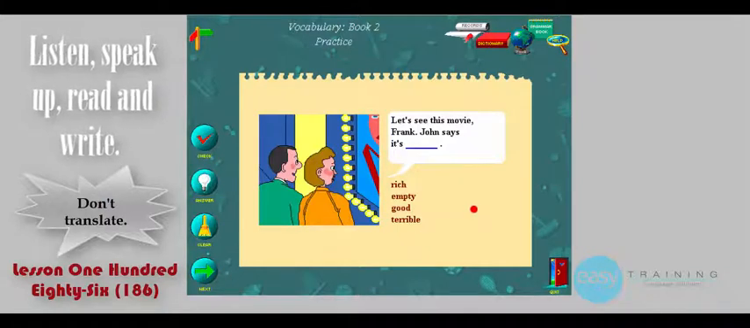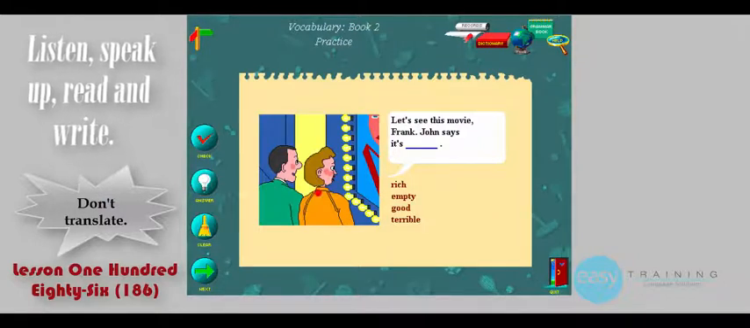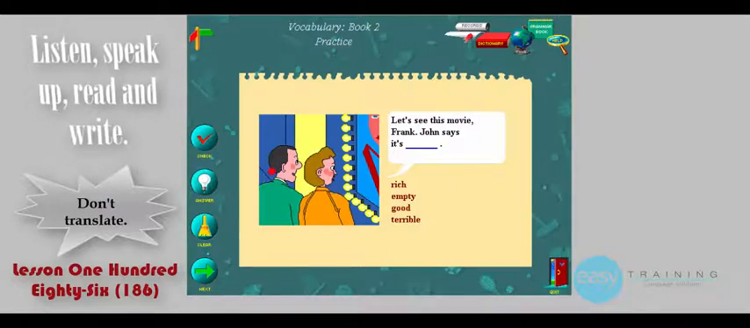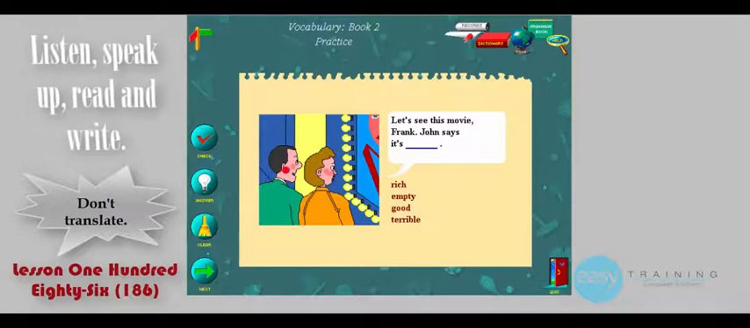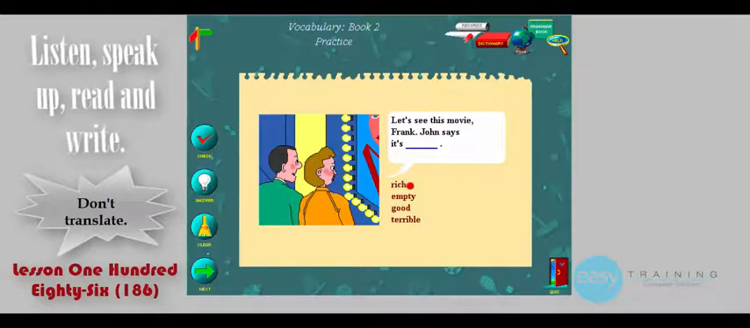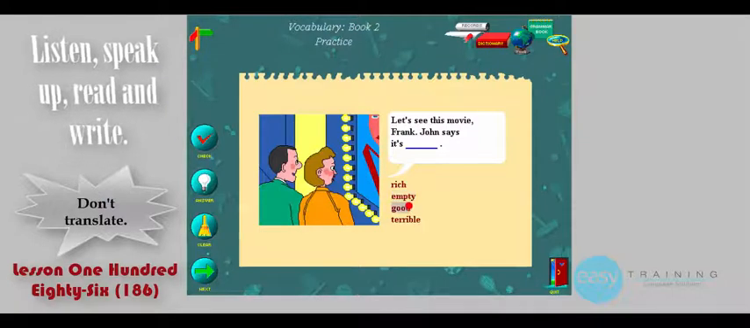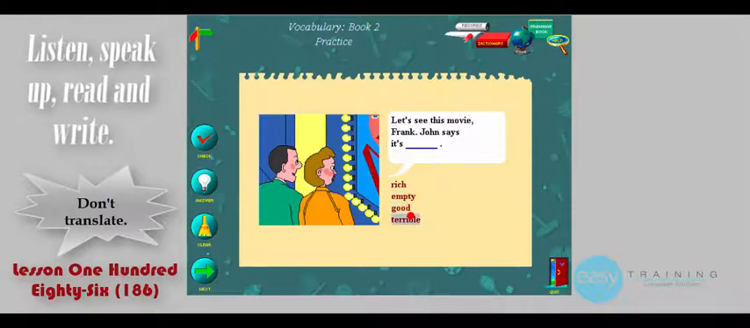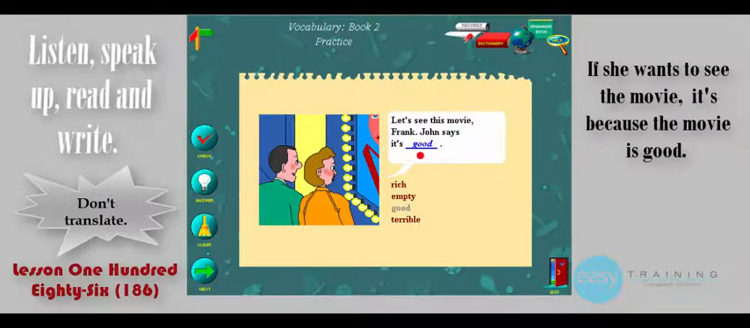Let's see this movie, Frank. John says this lady is talking to the man. They seem to be a married couple. And she says, let's see this movie, Frank. John says it's rich. Is the movie rich? Is the movie empty? Is the movie good or terrible? If she wants to see the movie, it's because it's good.